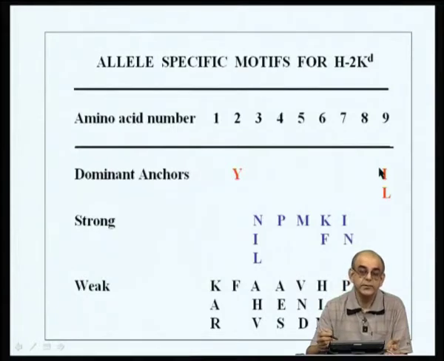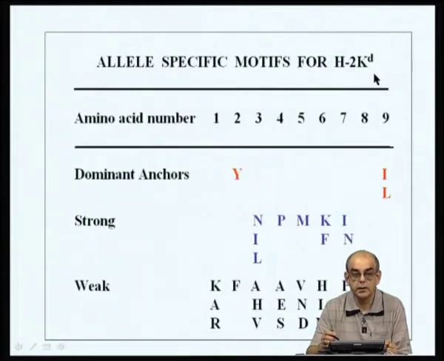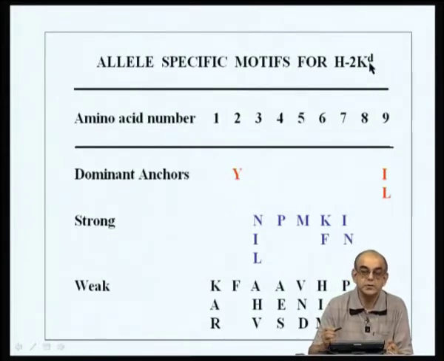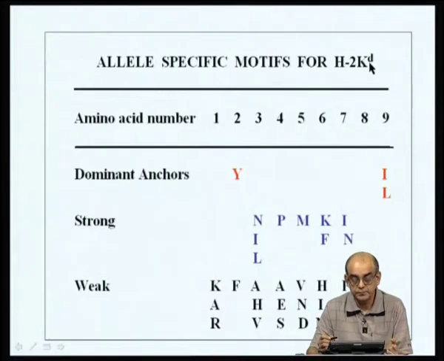So, one could actually predict by looking at the protein amino acid sequence, or for that matter the nucleotide sequence of the H2Kd gene, as well as the nucleotide sequence of a putative antigen or a putative protein. If it had tyrosine in the second position, spaced later at the 9th position by isoleucine or leucine, one could predict that it was a putative motif for the H2Kd MHC molecule.